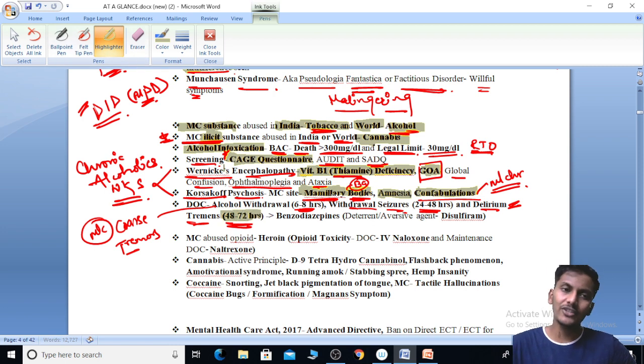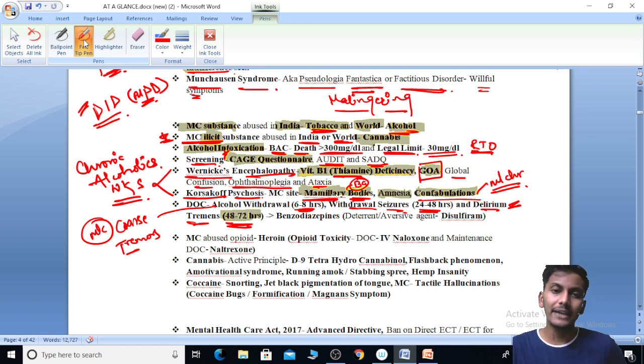And this was a question which came, that a person started experiencing all these symptoms after 48 hours of alcohol intake. Most of them marked it as alcohol withdrawal seizures. Please remember, guys, these are not alcohol withdrawal seizures, it is delirium tremens.